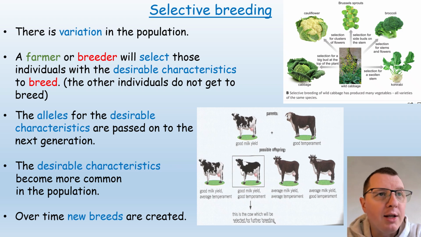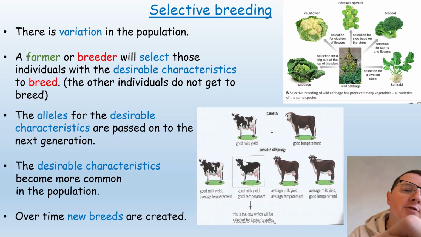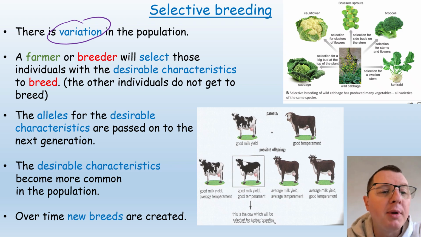The steps in selective breeding are very similar to the steps in natural selection. Remember, in natural selection, it's all about being adapted to your environment, and if you happen to have an advantage that gives you a better adaptation, you're more likely to survive and breed and pass on the alleles for that natural advantage. Well, in selective breeding, we again have to begin with the variation in the population.